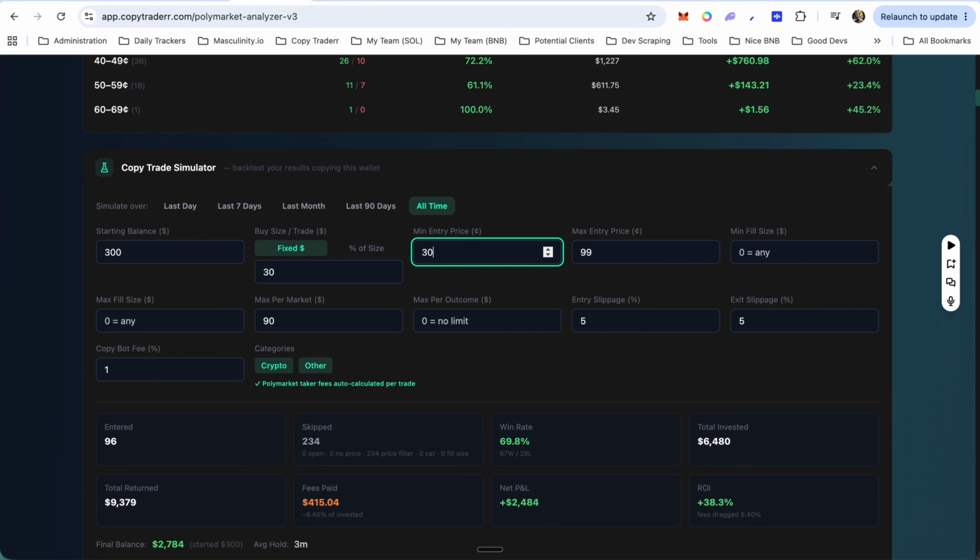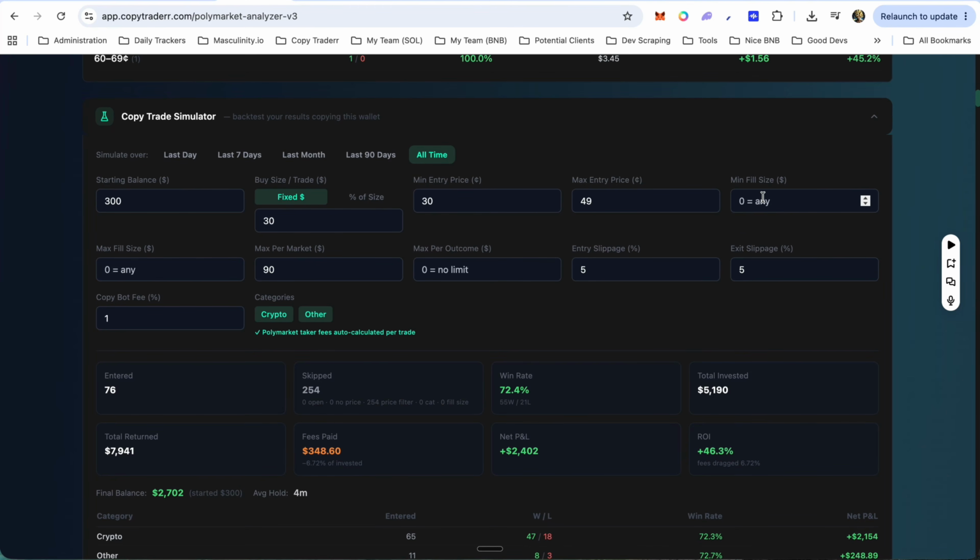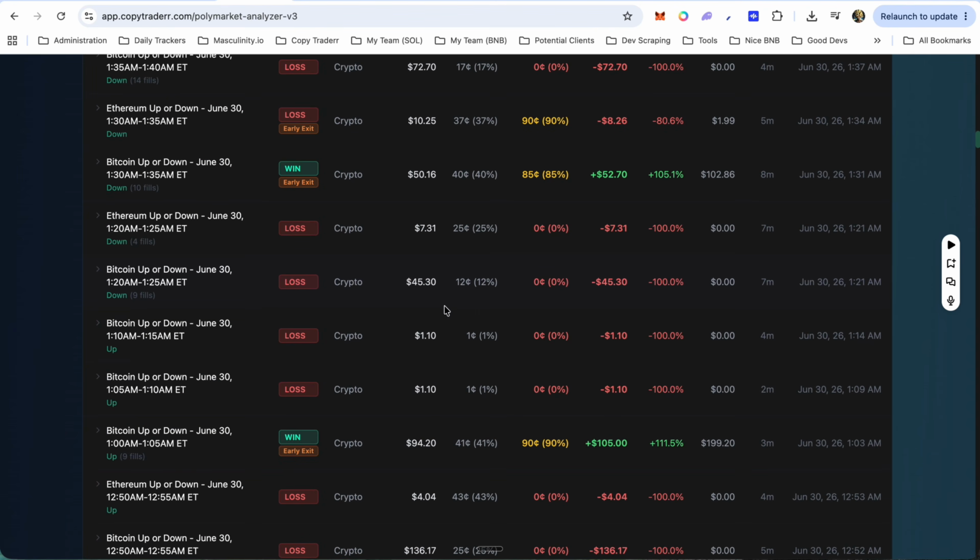However, when we take our minimum and maximum entry prices into effect, saying I'm only willing to enter trades between 30 and 49 cents, our return on investment jumps up to a 46.3% return on investment. That's how powerful these filters are. And at this point, I don't even need to limit my fill size to eliminate those small losing bets because those small bets are already being skipped by our minimum entry price and maximum entry price. All the low conviction bets are at a very, very low price.